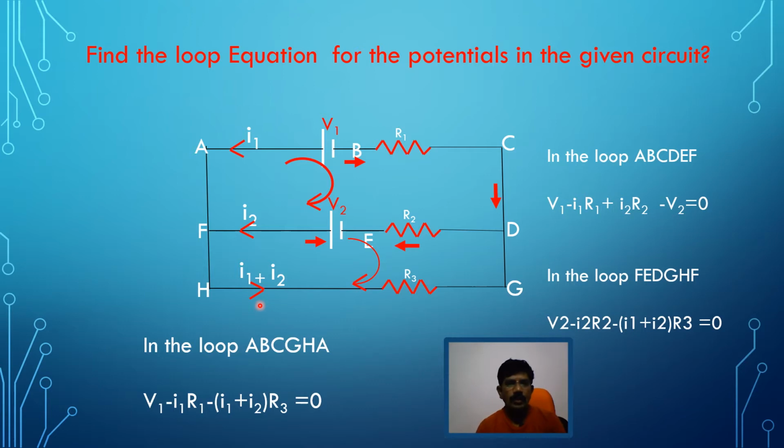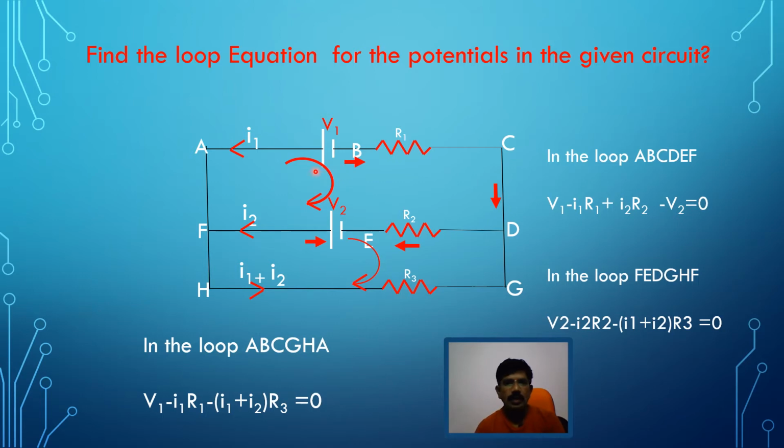As I told you earlier, while moving in the loop, you can choose either the clockwise direction or the anti-clockwise direction. For my convenience, I have taken the clockwise direction. At the same time, you have to remember to list out all the components present in the loop.